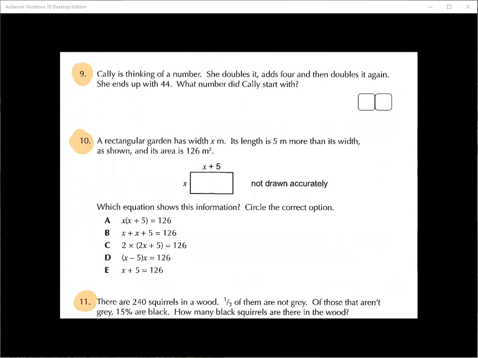Okay, question number 9. Let's have Mr. Yahya, please. Callie is thinking of a number. She doubles it, adds 4, and then doubles it again. She ends up with 44. What number did Callie start with? So she thinks of a number which we don't know. And what does she do next? She doubles it. Okay, what does she do after that? She adds 4, and then what does she do again? Doubles it again. Okay, right, so I've missed something out.